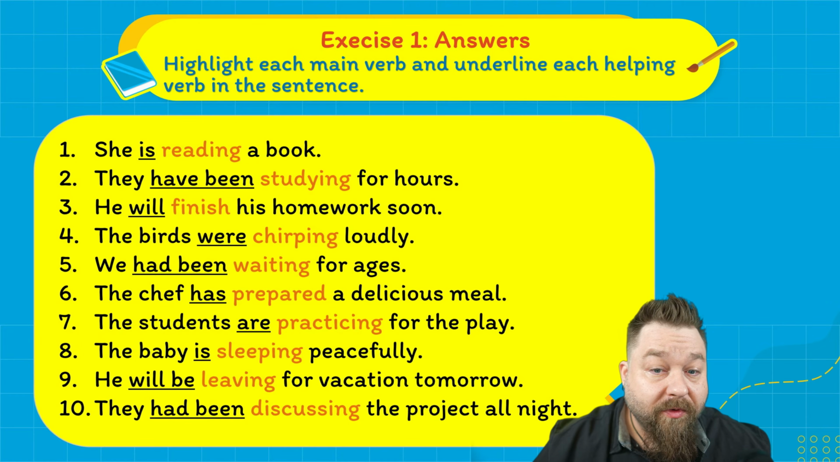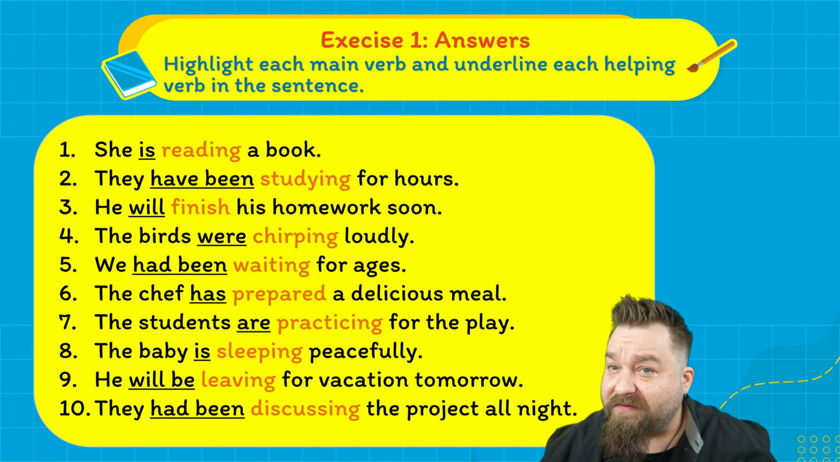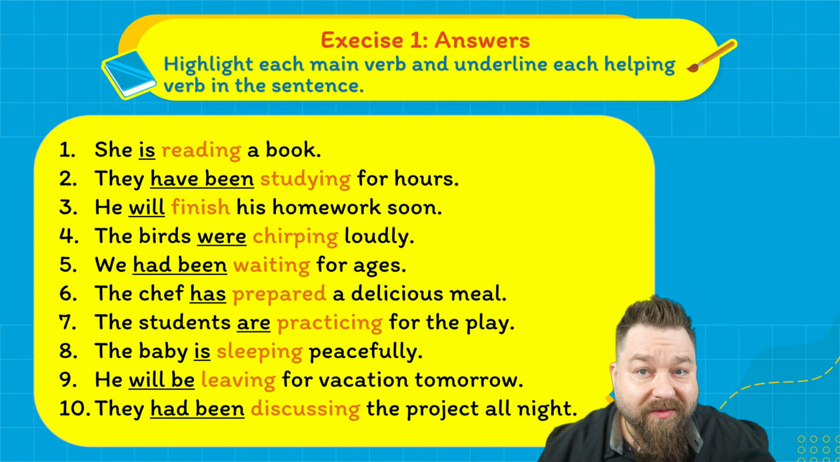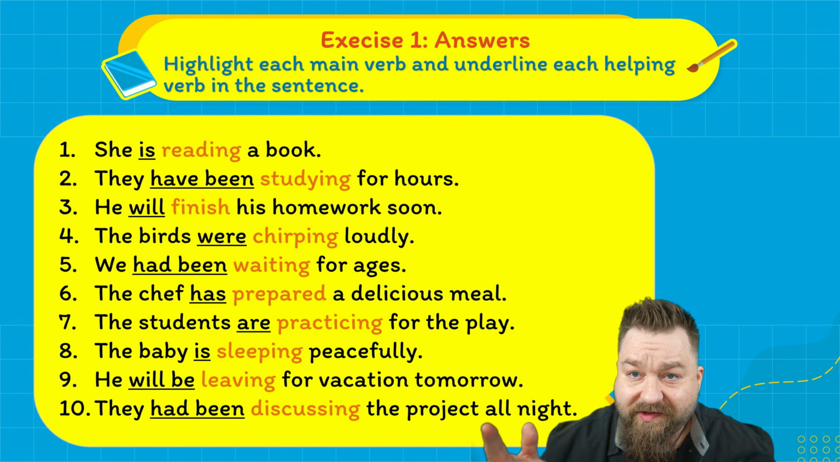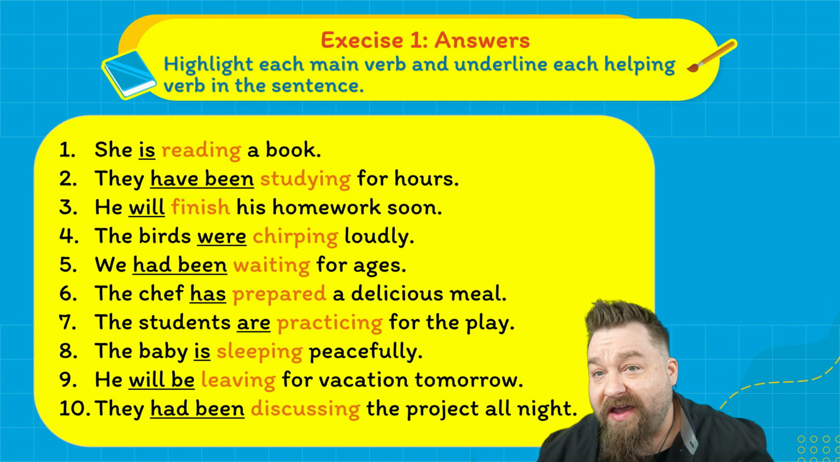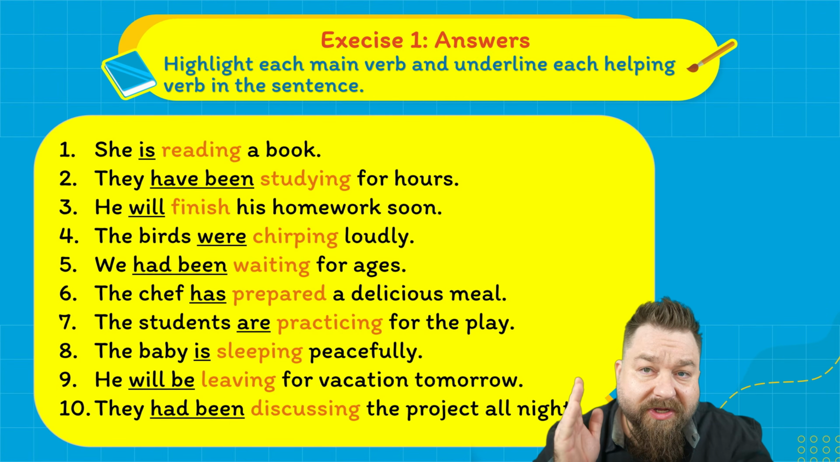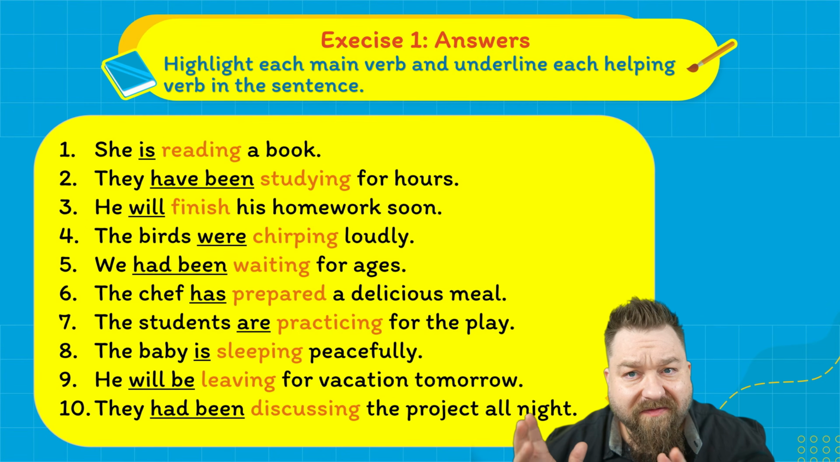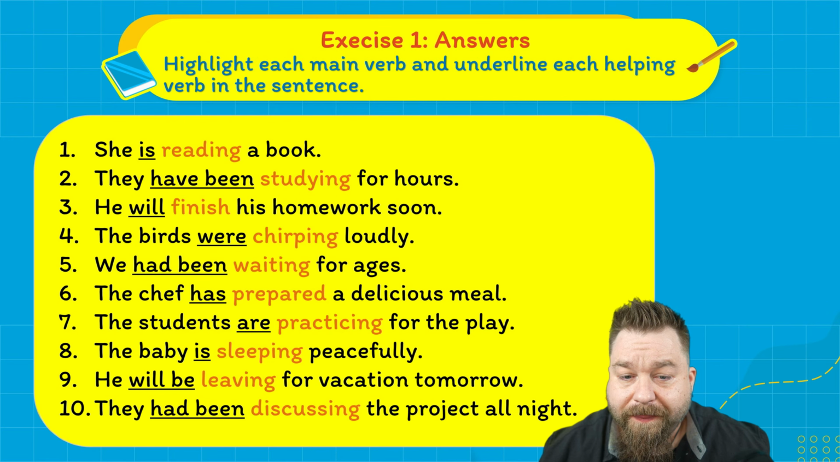Here we go. Number 1, she is reading a book. Reading, main verb, is helping verb. They have been studying for hours. Studying, main verb. Have been is our helping verb. Now, the birds were chirping loudly. Chirping's our main verb. It's the action. And were is our helping verb.